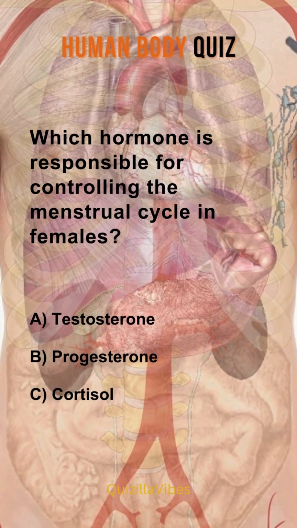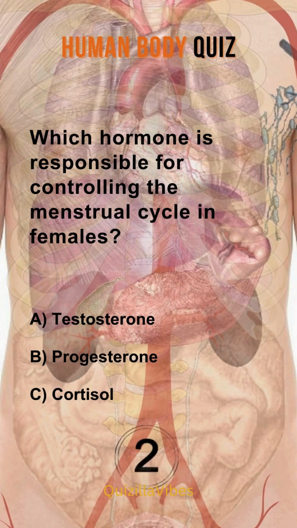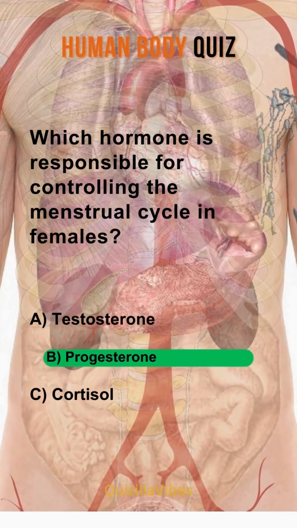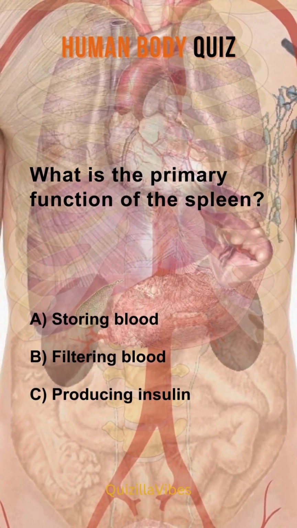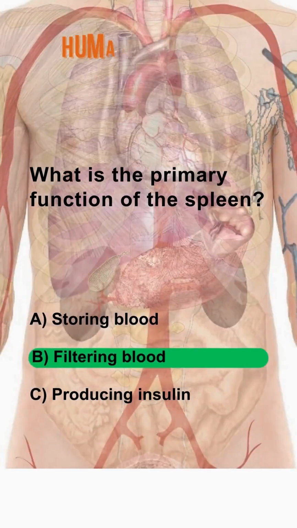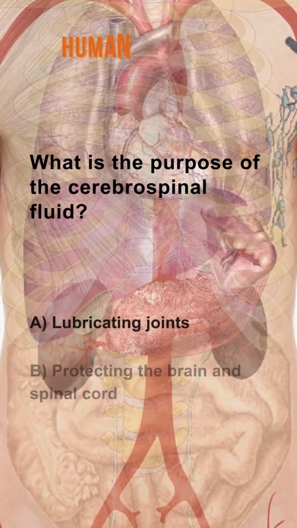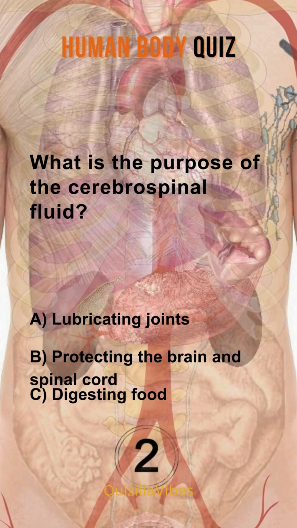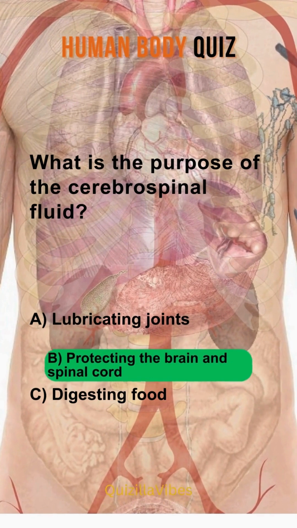Which hormone is responsible for controlling the menstrual cycle in females? Progesterone. What is the primary function of the spleen? Filtering blood. What is the purpose of the cerebrospinal fluid? Protecting the brain and spinal cord.